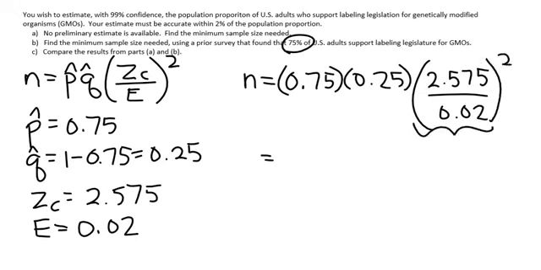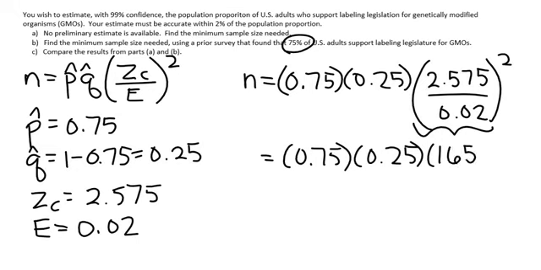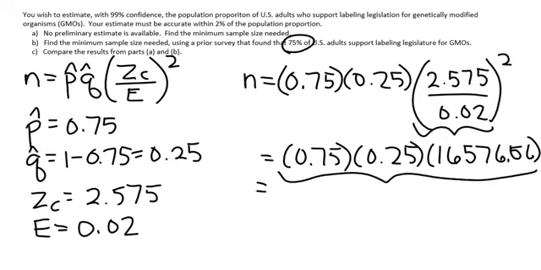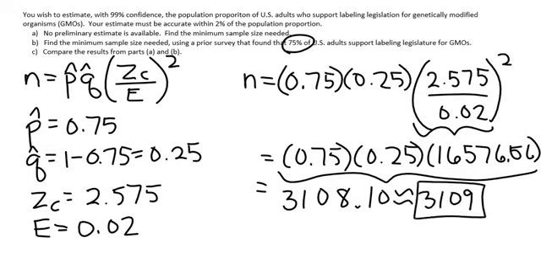In the previous part, I went ahead and did that calculation, so I still have that. And that number is again 16576.56. When I multiply these numbers together, I find 3108.10, which is approximately equal to 3109. So the minimum sample size needed in Part B is 3,109. Let's look at Part C.